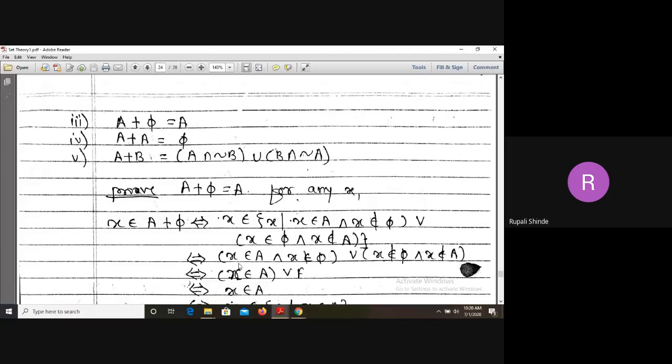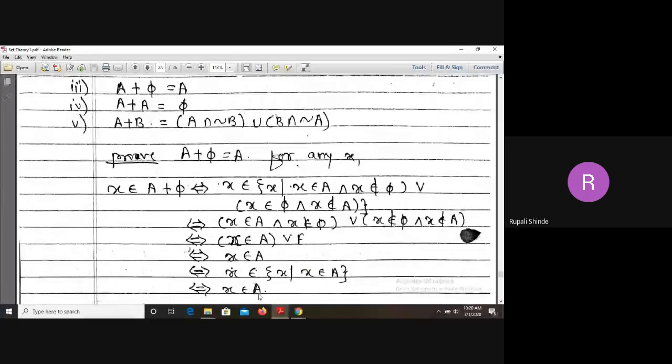Okay. So just one bracket is remaining, and that bracket says X belongs to A and X does not belong to phi. This one we can consider. Again, this is the empty set, so we can just consider X belongs to A. So X belongs to A or F. What is the value for any bracket or F? That value depends upon this bracket only. That's why the final answer is X belongs to A. So in this way we can prove that A plus phi is equal to A.